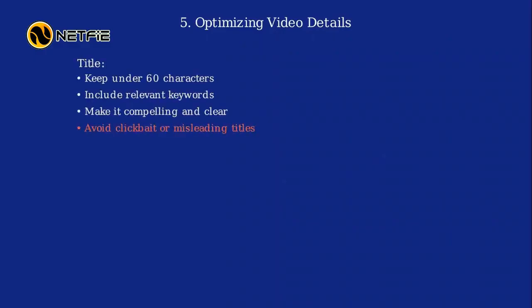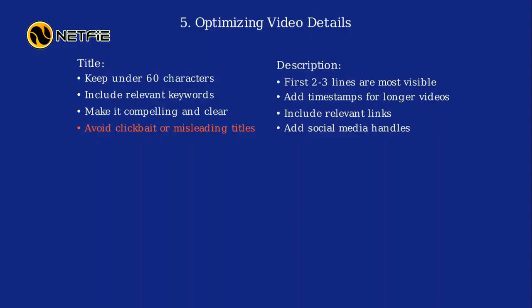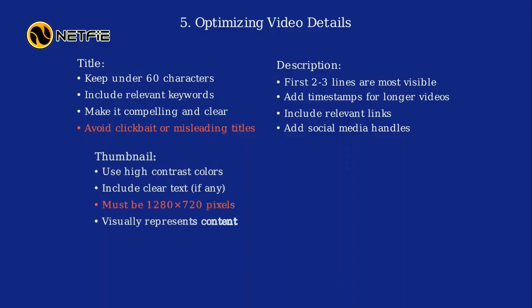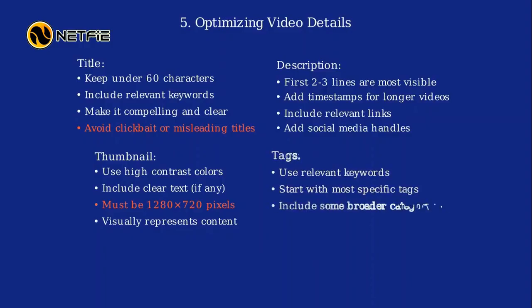After uploading, you'll need to optimize your video details for discovery and engagement. First, create a compelling title under 60 characters that includes relevant keywords. Write a detailed description with the most important information in the first few lines and include timestamps for longer videos. Create a custom thumbnail that stands out in search results, using high contrast colors and clear visuals. Add appropriate tags to help YouTube categorize your video correctly, starting with the most specific keywords.